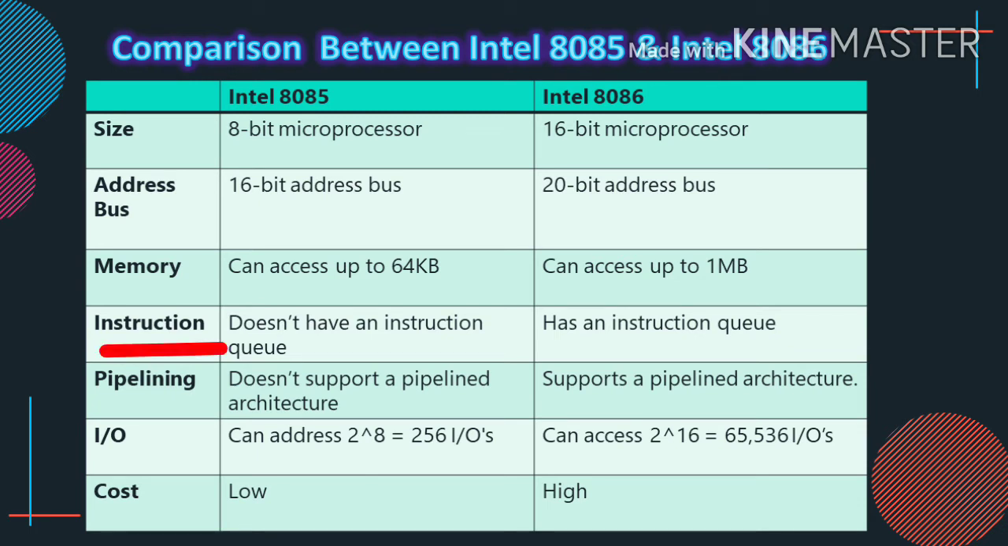Instruction: 8085 doesn't have an instruction queue, whereas 8086 has an instruction queue. Pipelining: 8085 doesn't support a pipeline architecture, while 8086 supports a pipeline architecture. I/O: 8085 can address 256 I/Os, whereas 8086 can access up to 65,536 I/Os. Cost: the cost of 8085 is low, whereas that of 8086 is high.